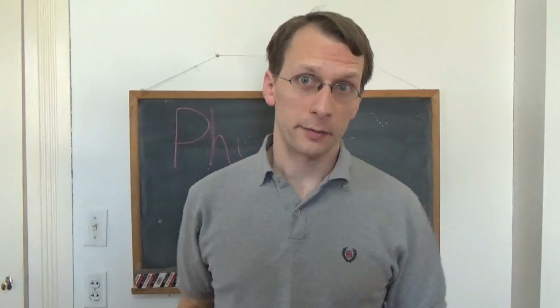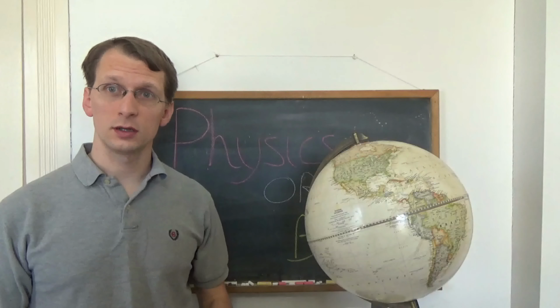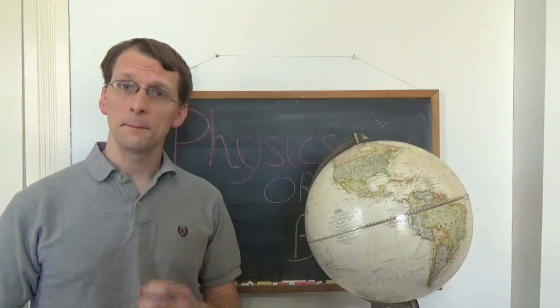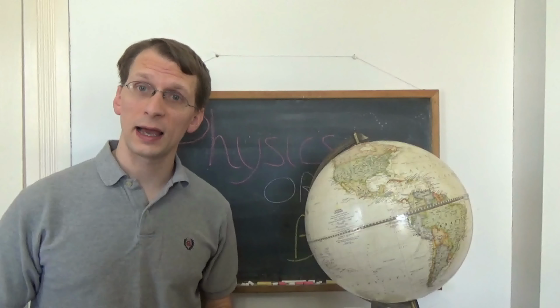There's a lot to talk about when it comes to eclipses. I'm Ben from Physics or Bust. Let's get going. A solar eclipse happens when you have the sun, moon, and earth come into alignment with the moon directly between the sun and the earth.